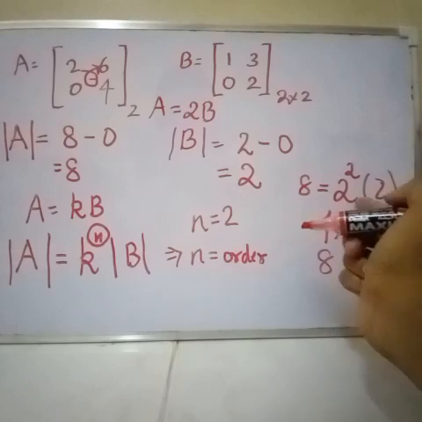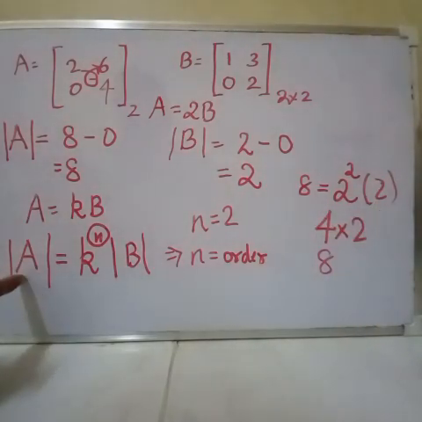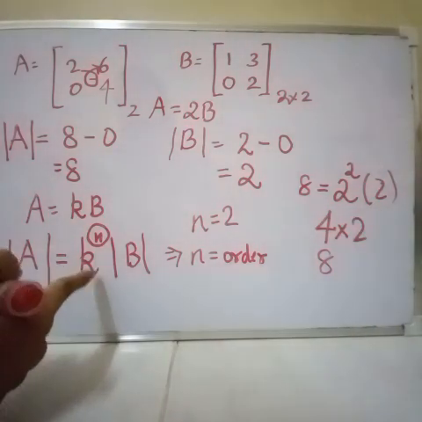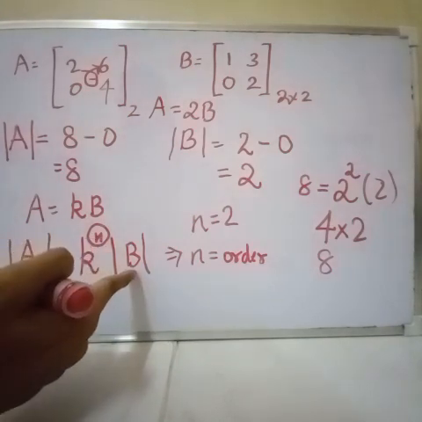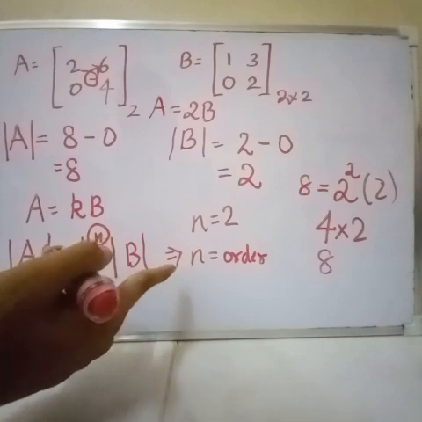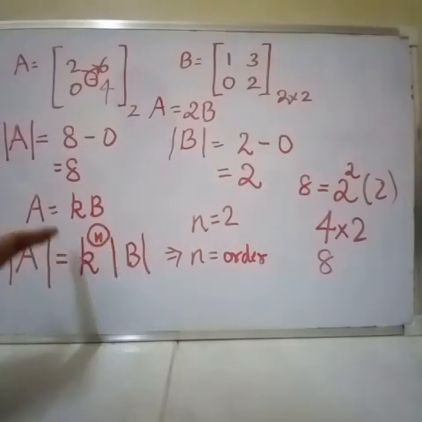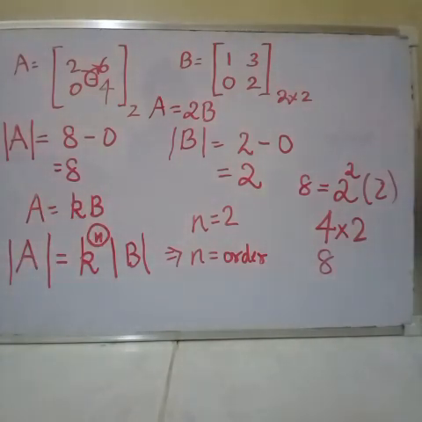So like this you can prove the property. Determinant of A is equal to K raised to the power n times determinant of B, where n is the order, and this condition works only when A is equal to KB, right?